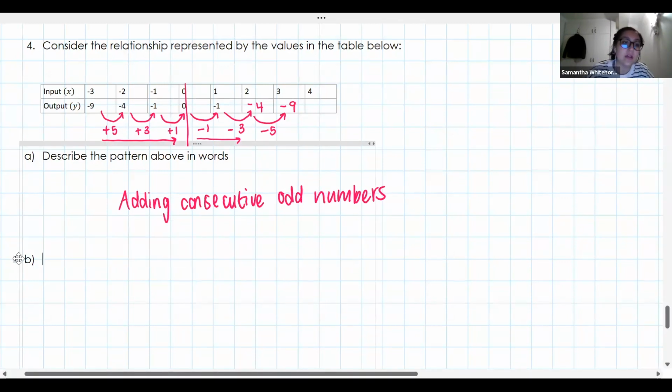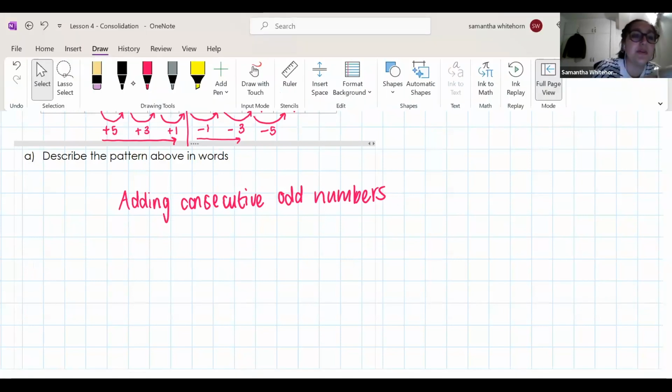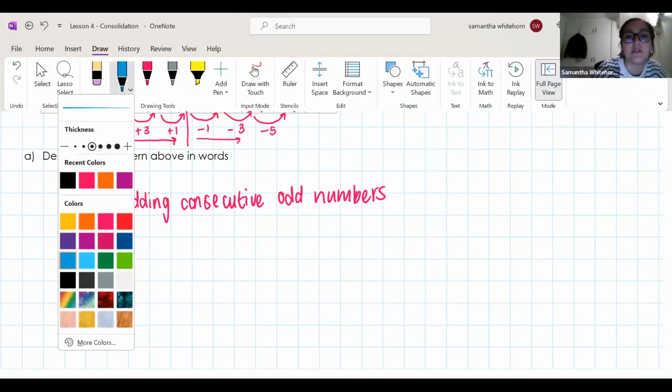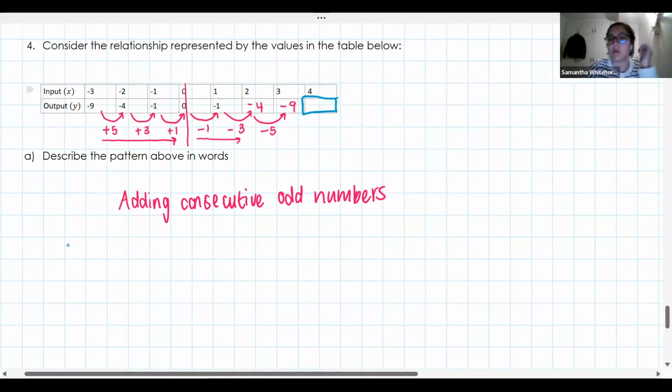Right, so quickly on the chat there for me, guys, tell me what the output would be if my input is 4. So basically I'm asking you to find the value in this block over there in blue. If you carry on that pattern, what would you now need to subtract to get that output? Think about what your next consecutive odd number would need to be.